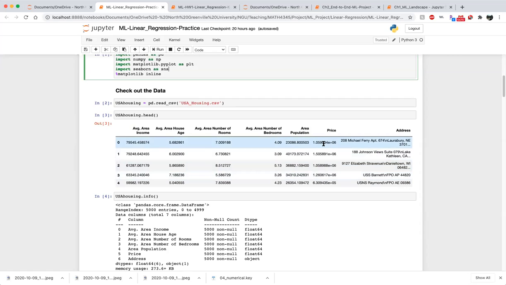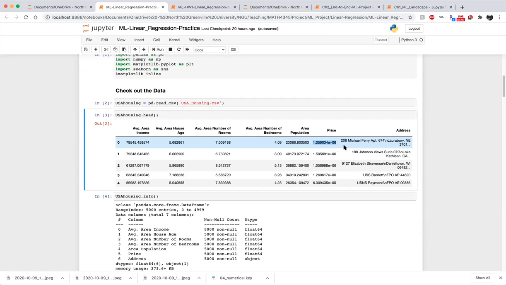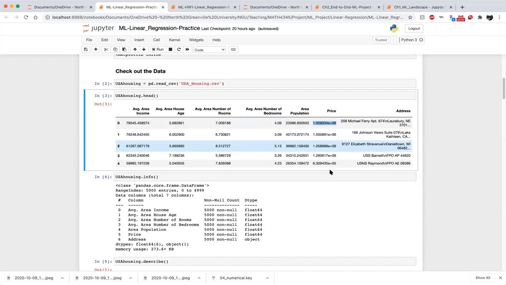You see that, for the first example, in the price feature, the value is 1.059034 times 10 to the 6th power. And this is actually 1 million, right? It should be 1,059,034, isn't it? Okay, so I think the unit of this price is going to be in millions. So it's huge.